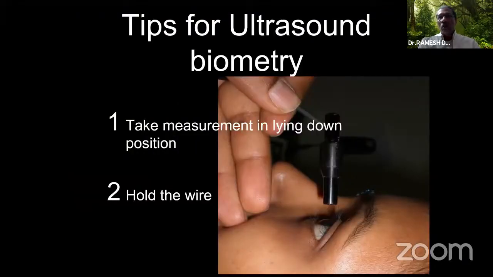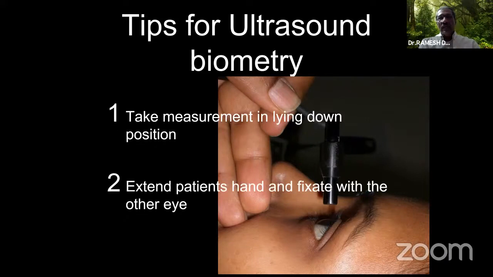Till you convert totally to immersion scan, if you're doing contact biometry, please do it with the patient lying down. This is a single important tip that I can give you to improve your outcomes for measuring the axial length. The patient should lie down, hold the probe by the wire. The patient should extend the other hand and fix it at the tip of the finger, and that will keep the eye aligned properly. You can also use a wide speculum if you wish after applying paracaine to make sure the patient does not blink.